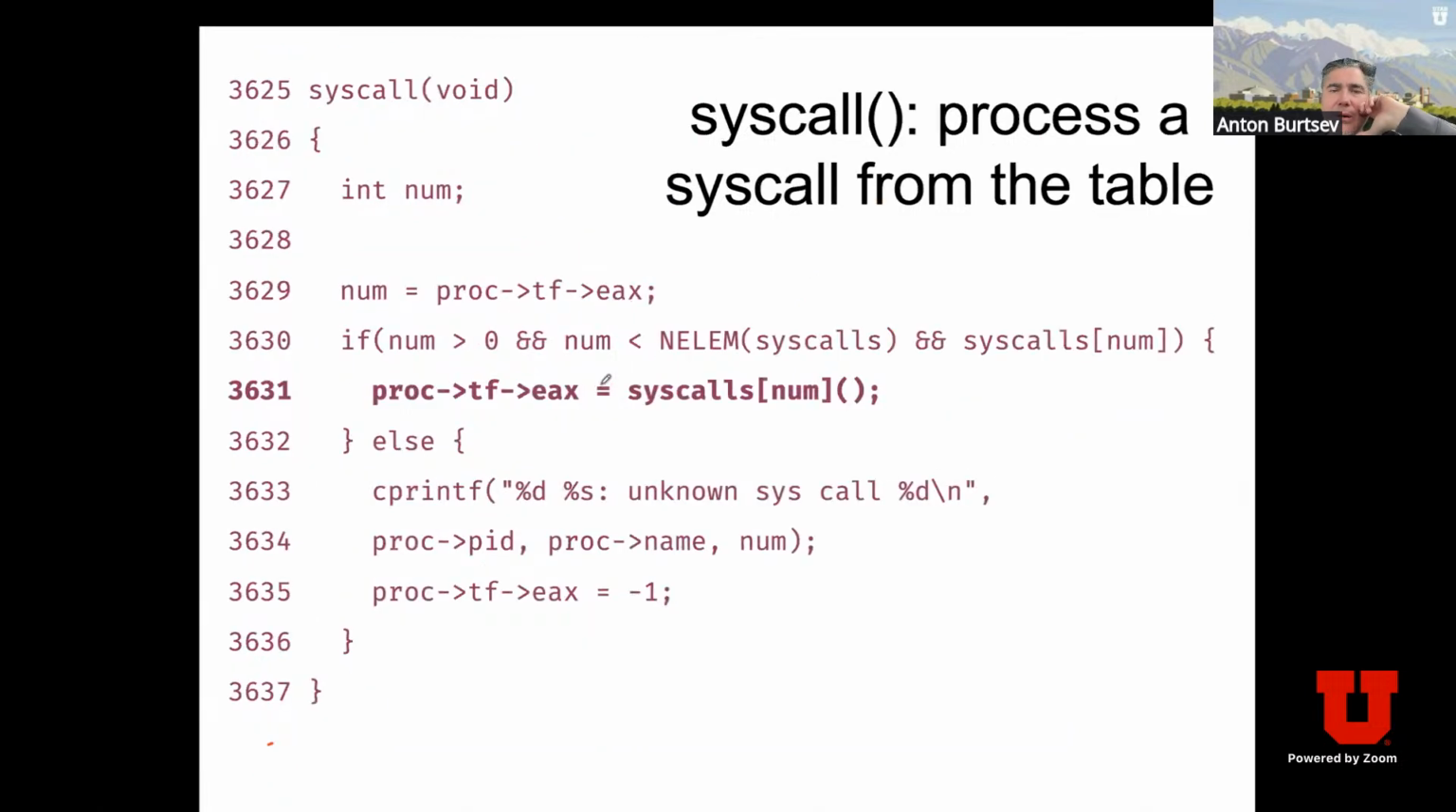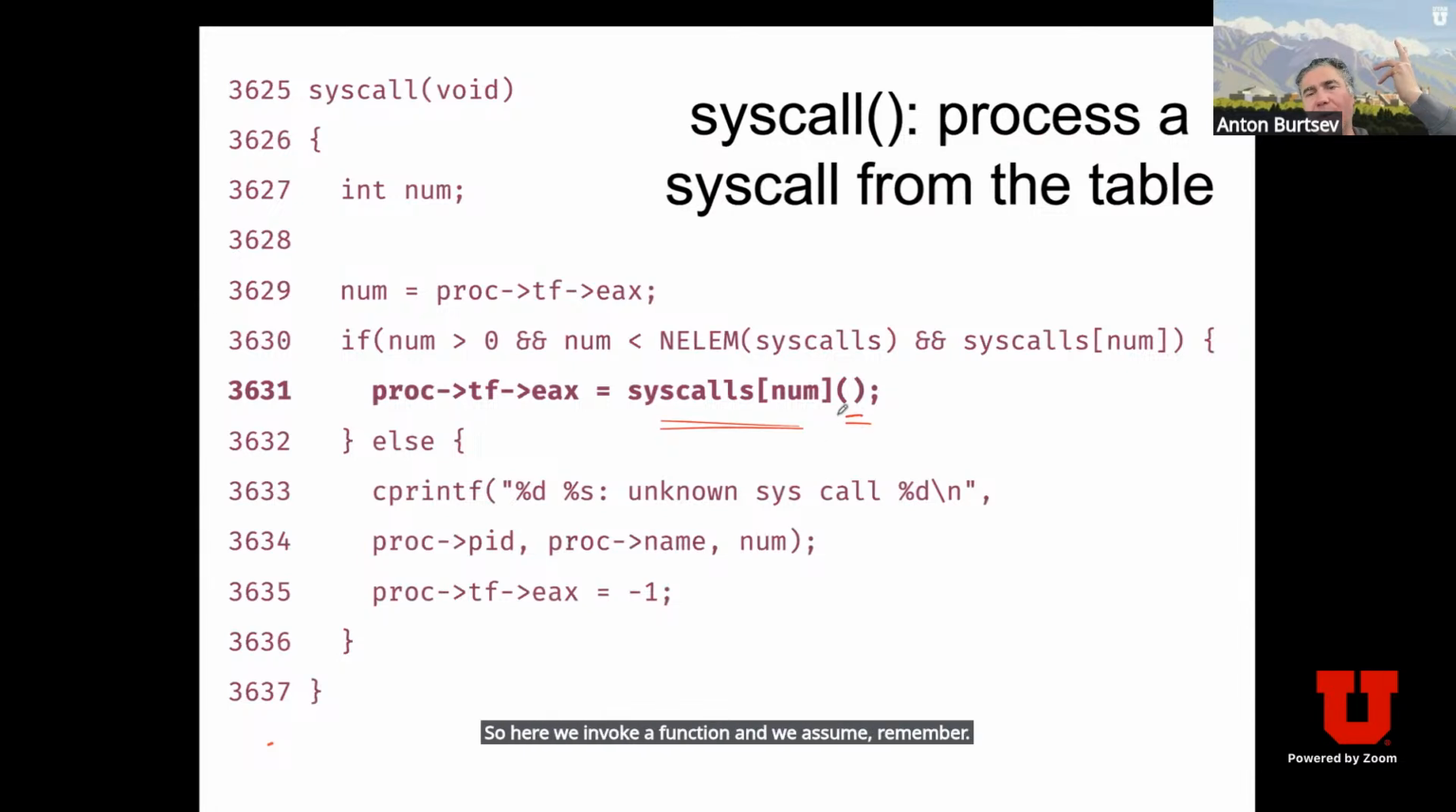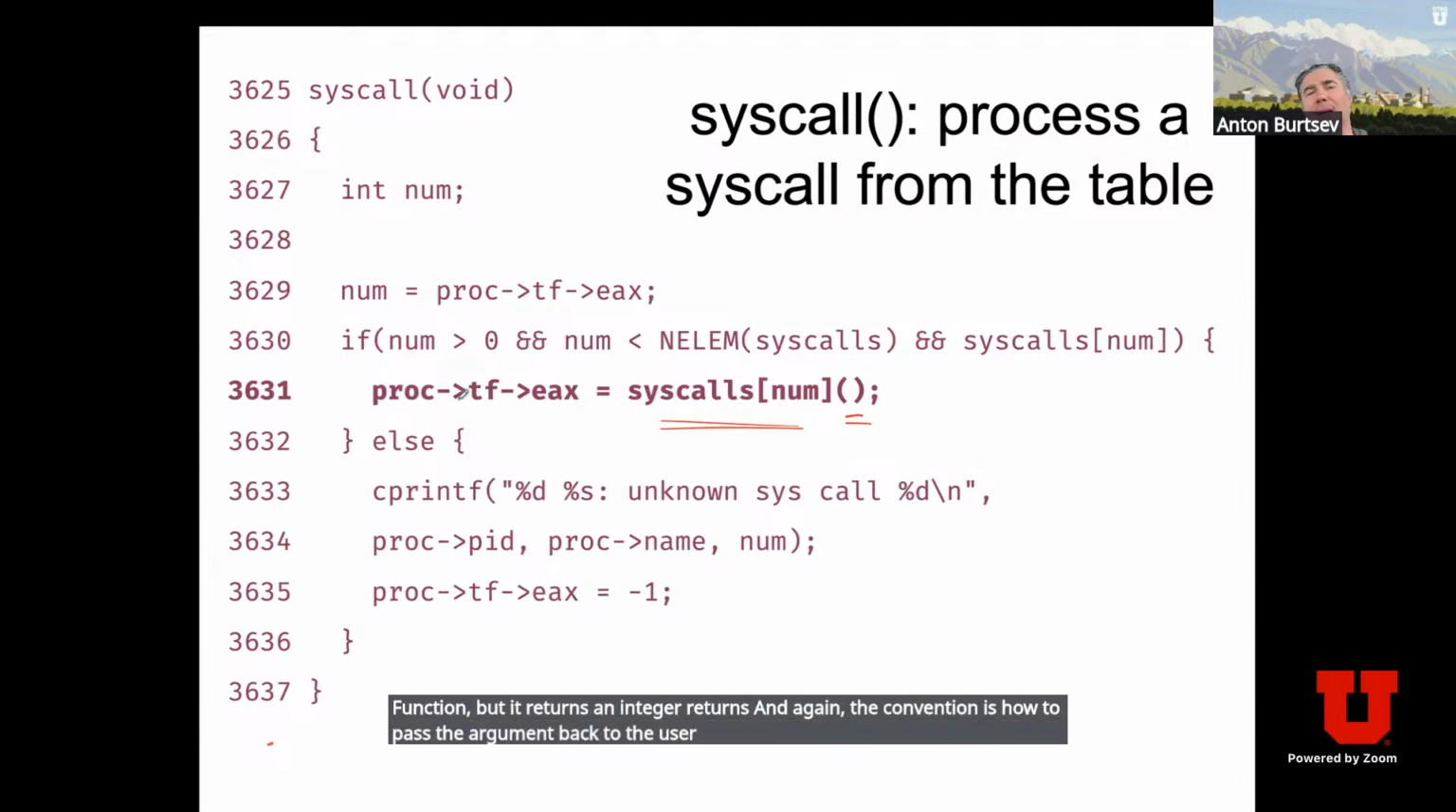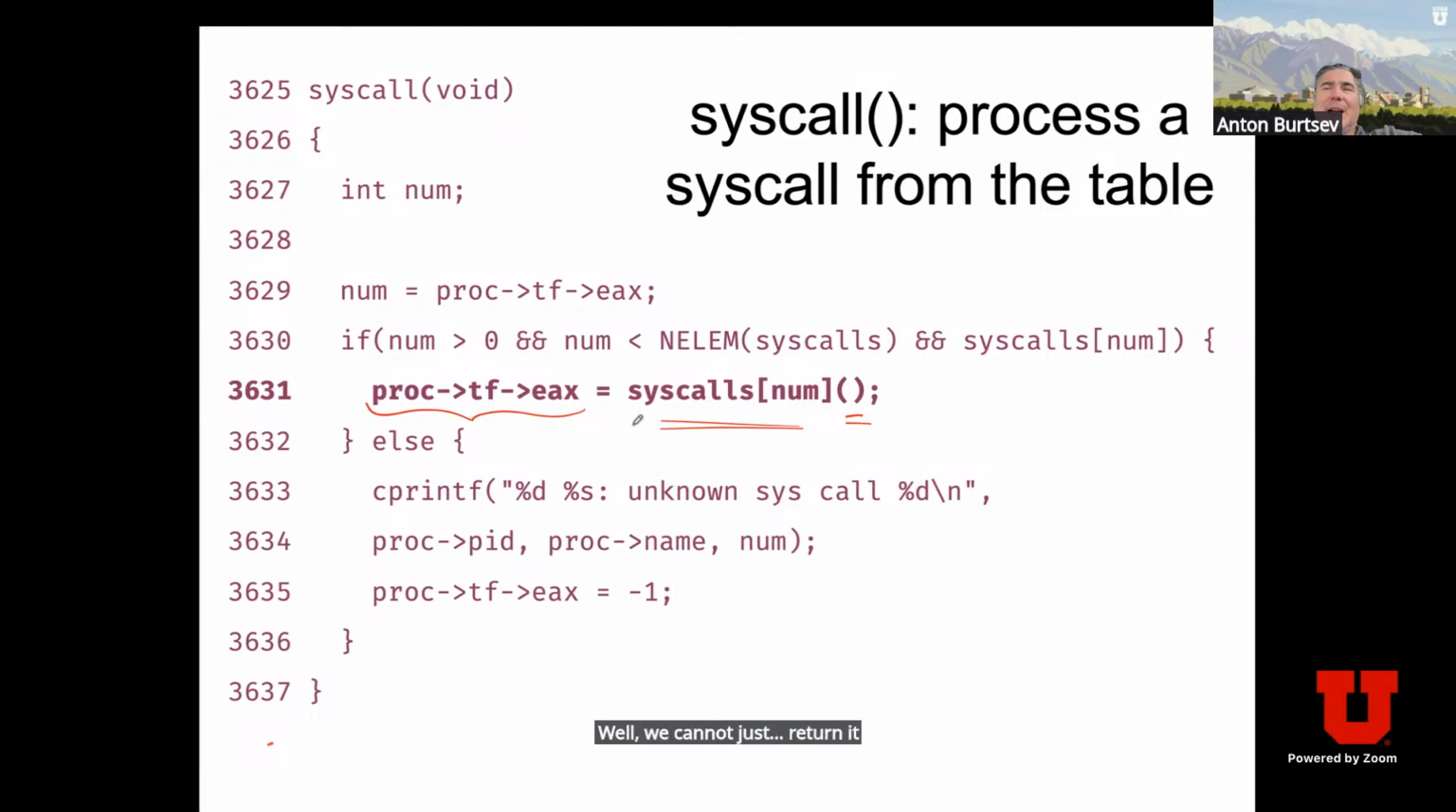So here we invoke a function, and remember, each function is a void function, but it returns an integer. And again, the convention is how to pass the argument back to the user. Here they don't break the convention, and similar to any other function, they just return the value in the EAX register. Of course, if we want to pass this value to the user level, we cannot just return it in the current EAX value, because EAX will be used in the kernel and will be overwritten.